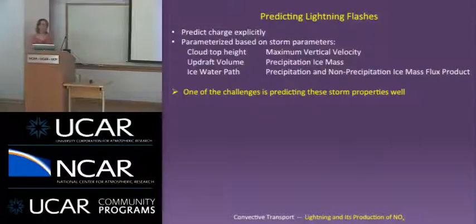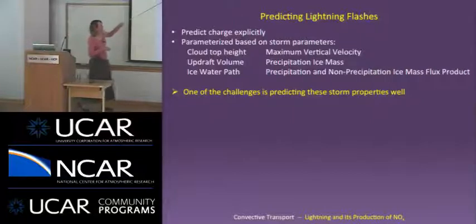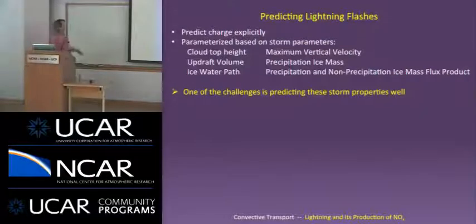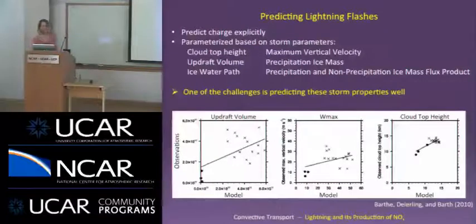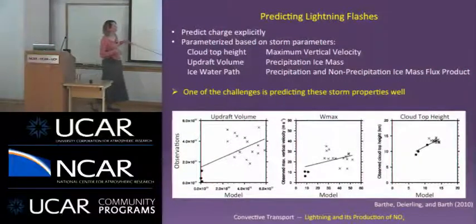Well, we could go all out and predict the charge in these thunderstorms and have those charges trigger lightning. That's rather an intensive computation to do. So there have been a lot of parameterizations developed based on different storm parameters. Commonly used is the cloud top height, but these other storm parameters have also been tested to predict lightning flash rate. And I wanted to show you that one of the challenges of using these storm parameters is actually being able to model them properly.